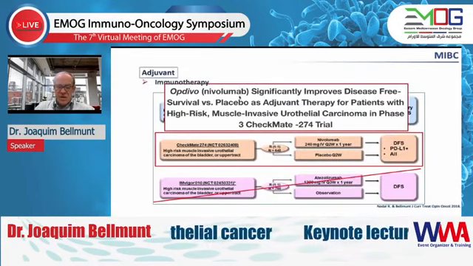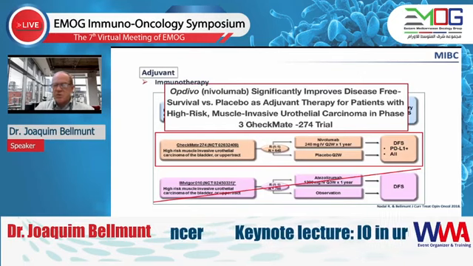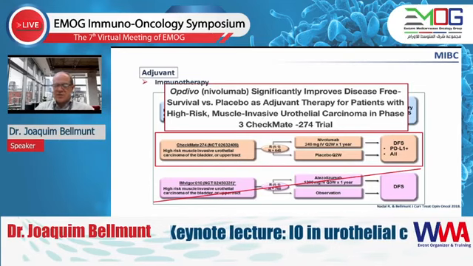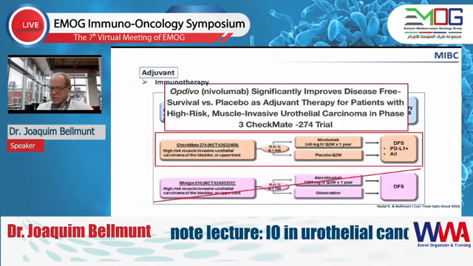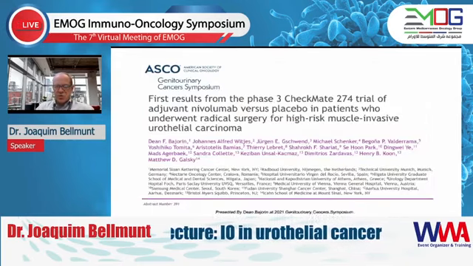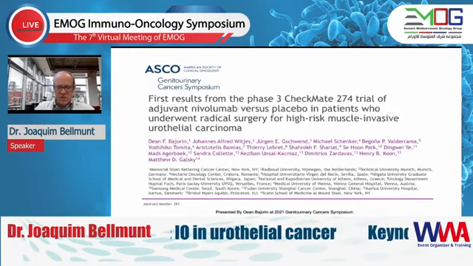So now what we see here, this is the accruing AMBASSADOR, the IMvigor010 negative trial, and we saw at ASCO GU the results of the CheckMate 274 trial that is similar to atezolizumab, the IMvigor010. Patients were randomized after surgery to receive nivolumab versus placebo. Here is the slide that was presented by Dean Bajorin at ASCO GU.